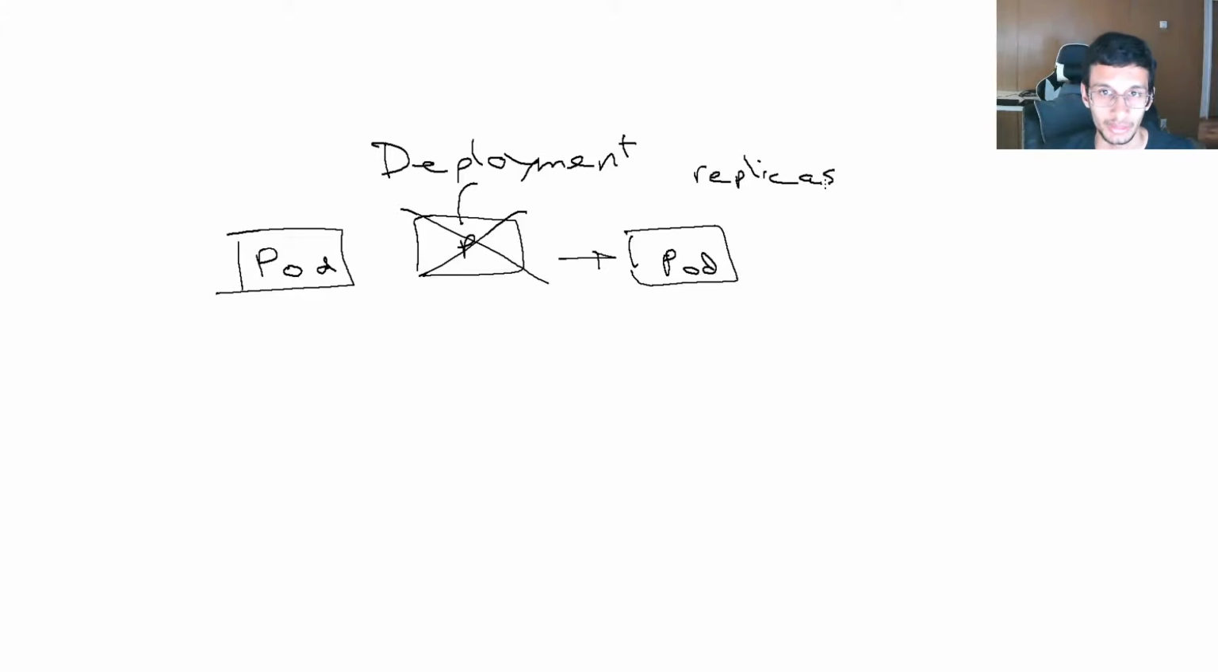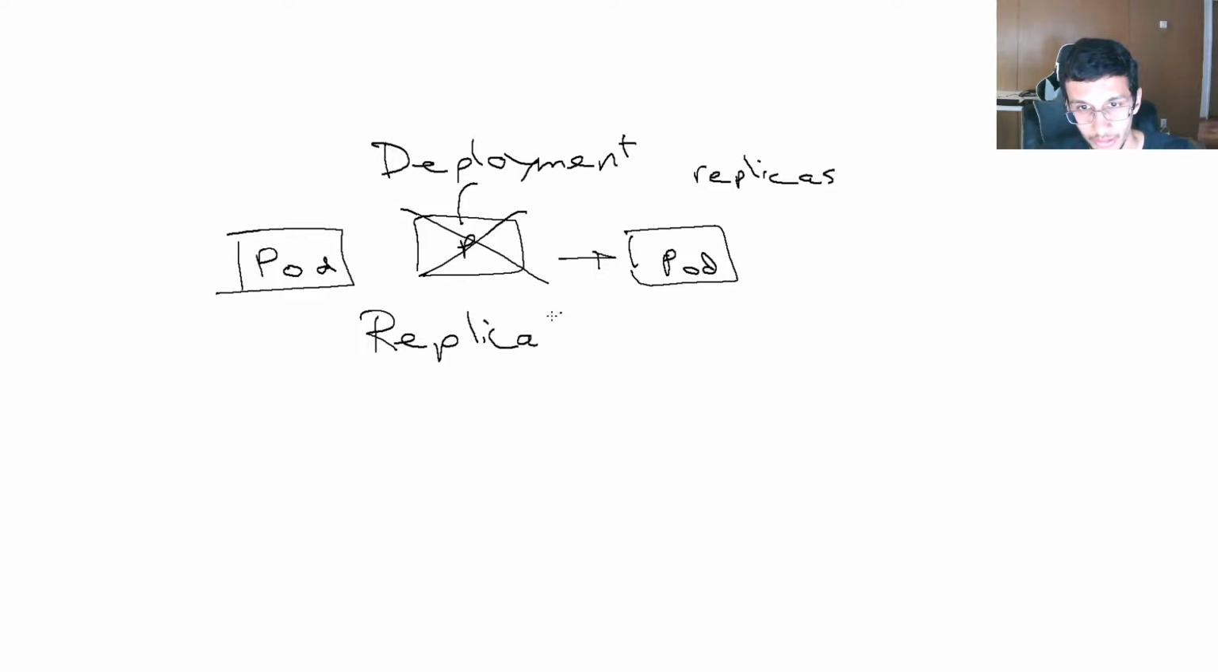Of course, there can be temporary fluctuations, like if a pod goes down, it'll take a few seconds for the next pod to be created. But in general, if we want to have a long-running guarantee that a certain number of pods are running, we're going to be using a deployment. Internally, what a deployment does is it creates a Kubernetes object called a replica set.